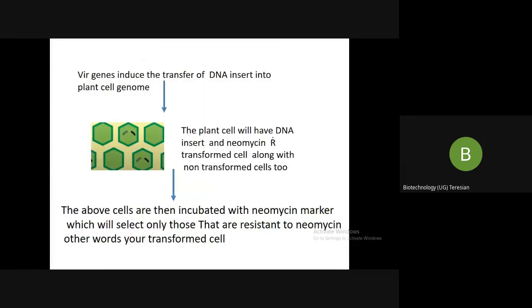So the plant cell will have the DNA insert, and it will also have the neomycin resistant gene, or even the kanamycin, whatever we used. And that is the transformed cell, along with the non-transformed cells too. What I mean to say is, now you have incubated your plant cell with the transformed agrobacteria, and the next step is to add them into a media containing neomycin, not the kanamycin. Kanamycin, we have used it already.